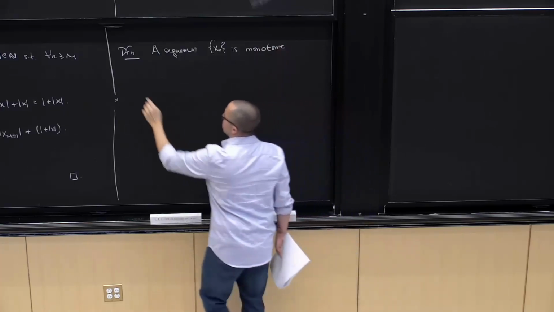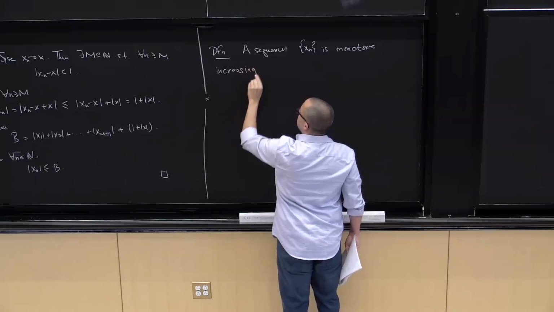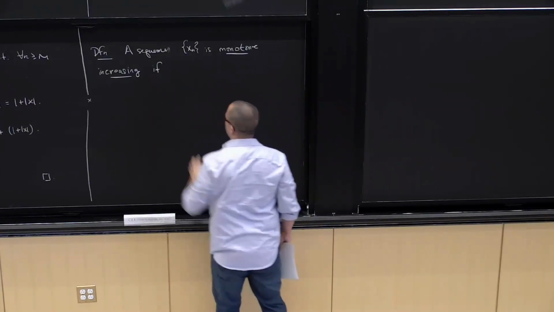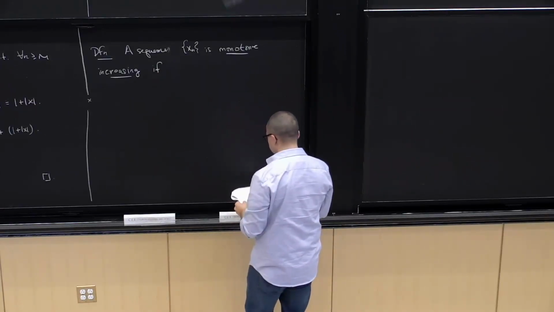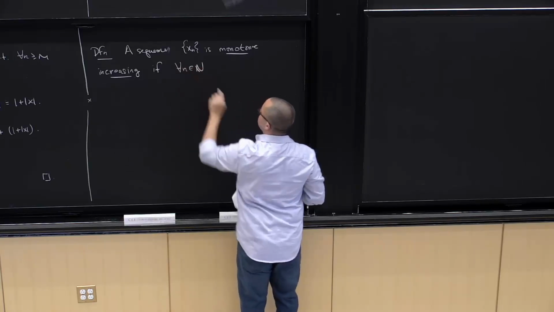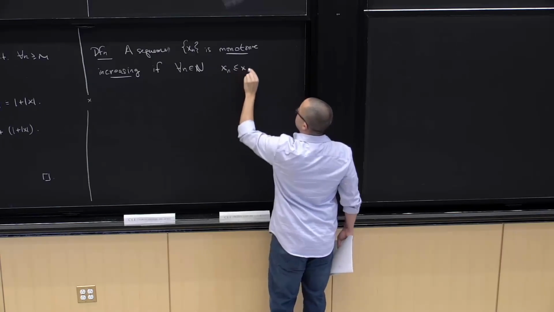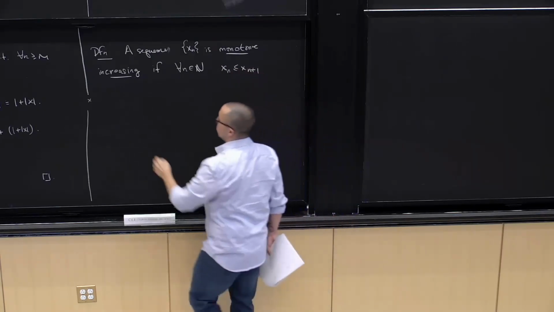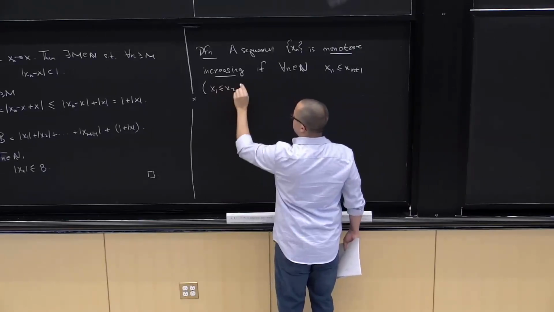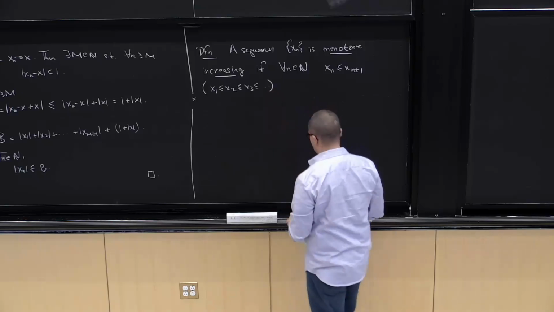So a sequence x_n is monotone increasing if for all natural numbers n, x_n is less than or equal to x_{n+1}. So this means that x_1 is less than or equal to x_2 is less than or equal to x_3, and so on.